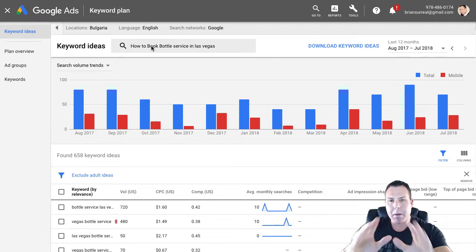And keep in mind what we're doing here is we're trying to create a video for people that are searching for information, okay? Most of the time, people are going to YouTube, and they're asking questions like how to book bottle service in Las Vegas, how to tip in Las Vegas, questions like how to get bottle service specials in Las Vegas. Okay, stuff people are looking on YouTube for information.